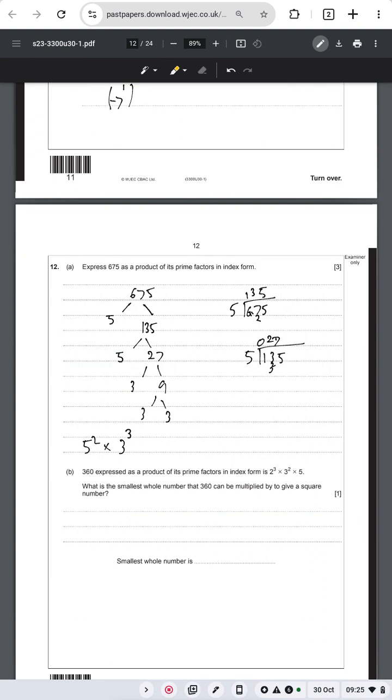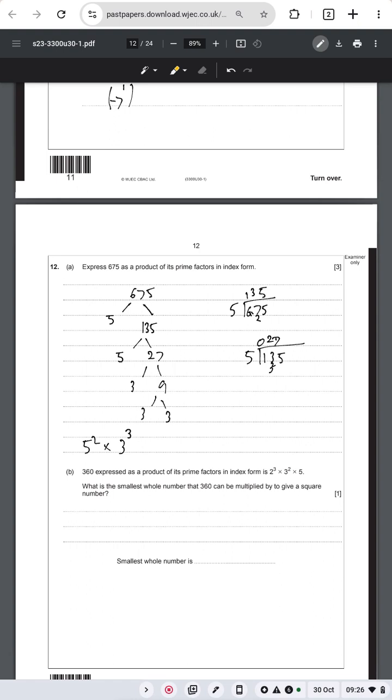360 as a product of its prime factors is 2 cubed times 3 squared times 5. What is the smallest whole number that 360 can be multiplied by to give a square number? So 360 looks like 36 times 10. 36 is a square number, but 360 isn't.